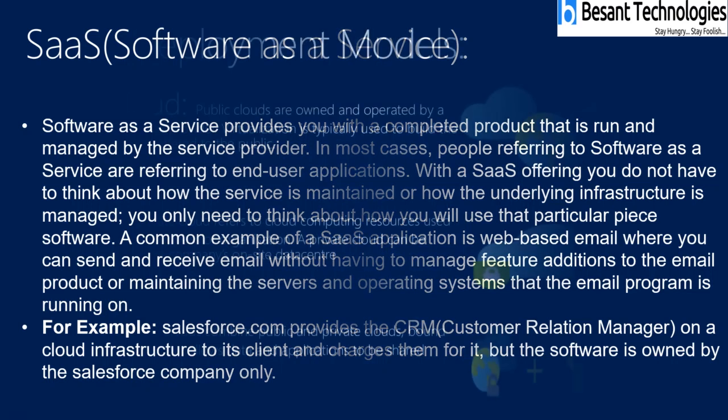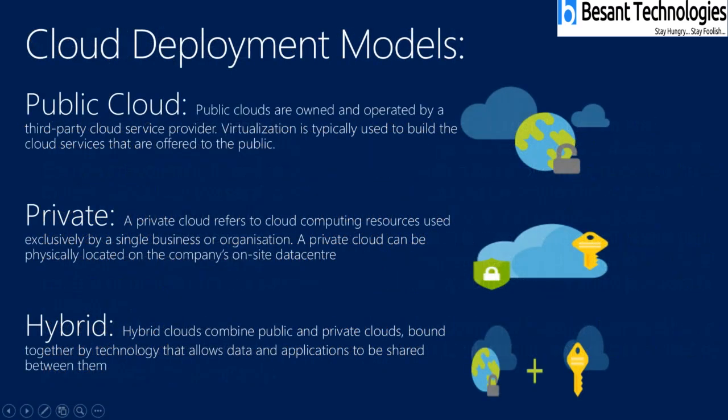Next, we'll proceed with the deployment models of the cloud. We have three types of deployment models: public cloud, private cloud, and hybrid cloud. What is public cloud? Public clouds are owned and operated by third-party cloud service providers. Virtualization is typically used to build the cloud services that are offered to the public. It is a shared cloud, and the cloud provider will give space to different cloud users who will be sharing the cloud space for their computing purposes.